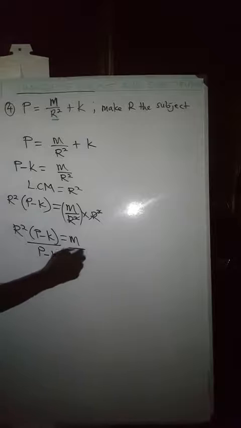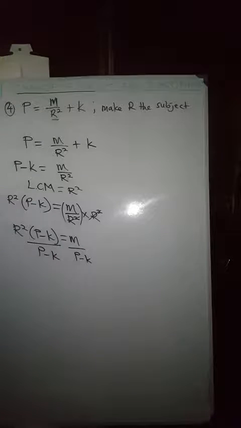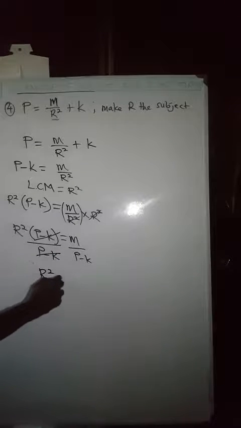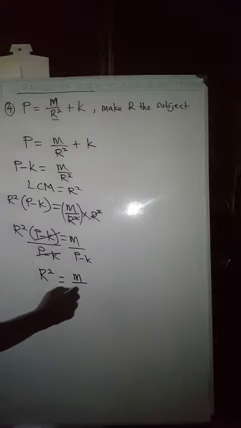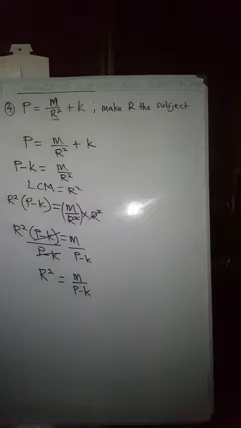I want to isolate the R squared, so I divide here by P minus K, also by P minus K. Okay, this crosses out that, and I have what? R squared is equal to M all over P minus K. I'm asked to make R the subject, not R squared. R, but not R squared.